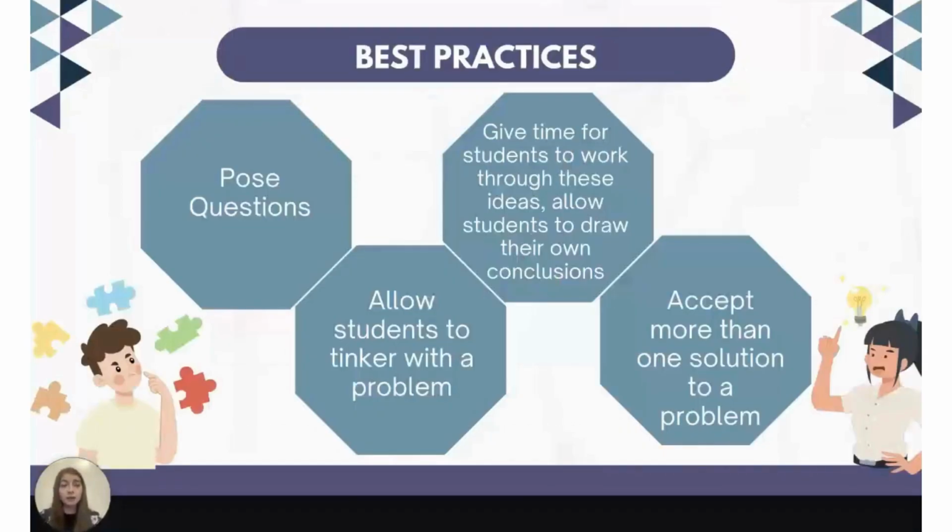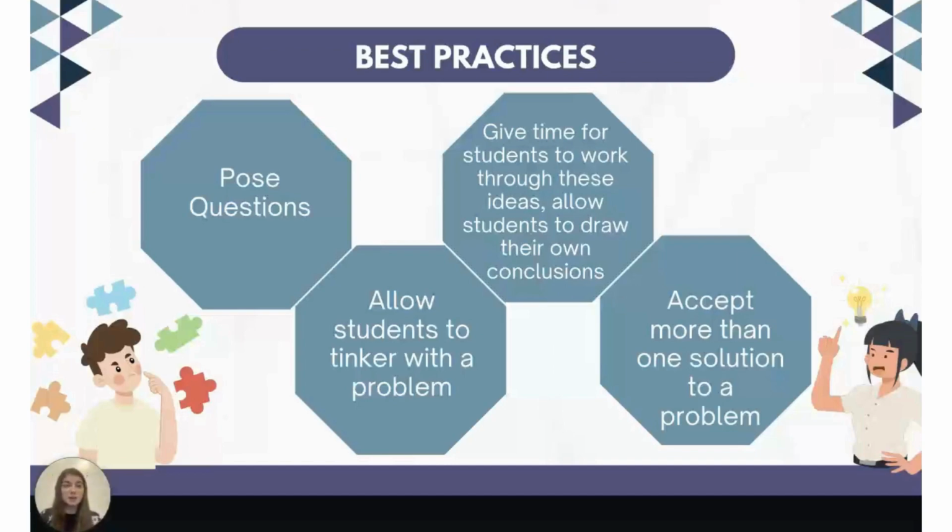Couple ideas of how you could be using this in your classroom and some best practices for this. First, starting with would be to pose questions. Ask lots of questions, open ended questions, not just ones that are going to be like 2 plus 2, that always equals 4, but giving them questions that really make them think and think deeply about how they could solve their problems. Secondly, allowing the students to play with and tinker with a problem. This goes along with the next one, too, of giving them time to work through their ideas and allow them to draw their own conclusions.